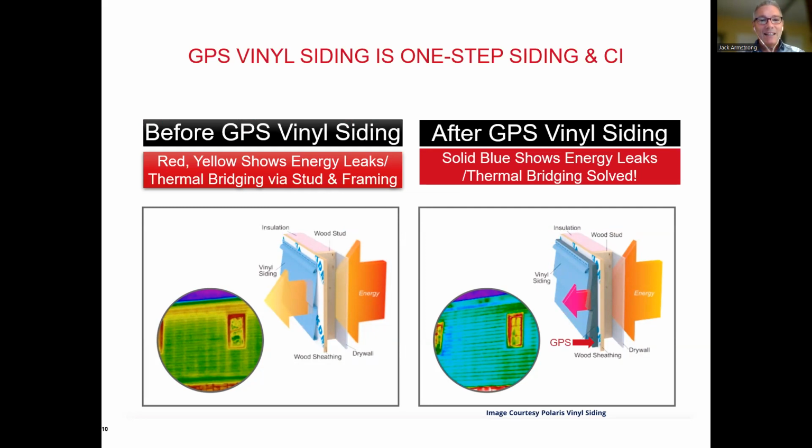Graphite polystyrene vinyl siding is a one-step siding solution and also continuous insulation. So you get a 2-for-1. You get a siding product as well as an insulation product, as well as satisfying the requirements the code asks for continuous insulation. And as we discussed before, you can see on the left here a large piece of thermal bridging going on traditionally in stud frame construction, where the 25% framing factor is involved. And then afterwards, once the continuous insulation has been installed, those thermal bridges go away and you no longer see that loss.